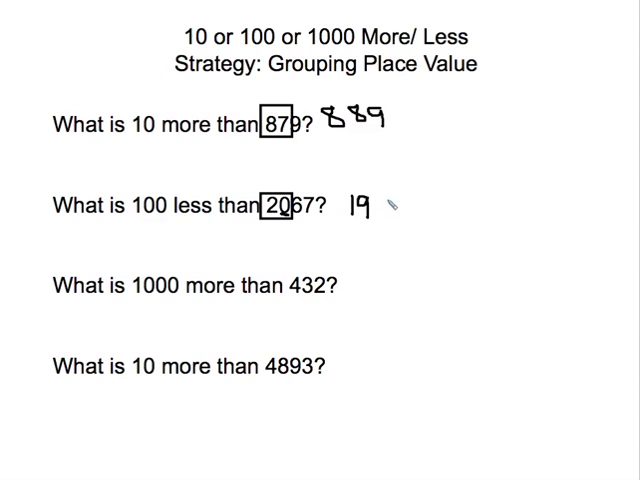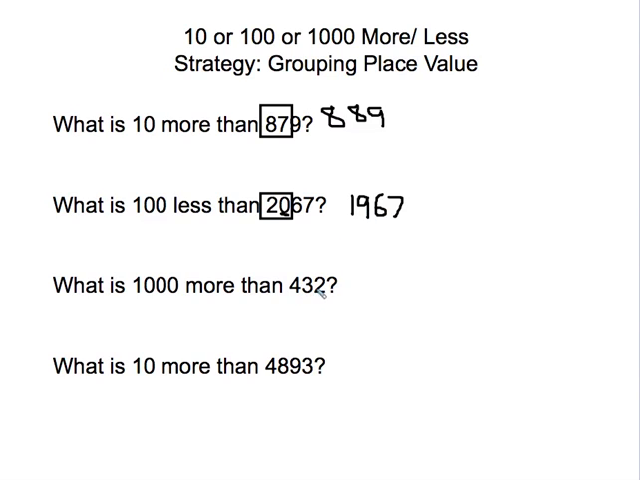The 6 tens and the 7 ones, they just go along for the ride because all I'm manipulating, all I'm changing, are the hundreds. I love this strategy because I didn't have to do any borrowing or subtracting. I just thought of it as 20 hundreds. I wanted 100 less, so I took one of those hundreds away. Now I only had 19 hundreds. Look at this next problem.